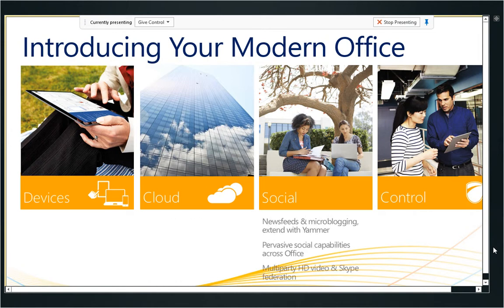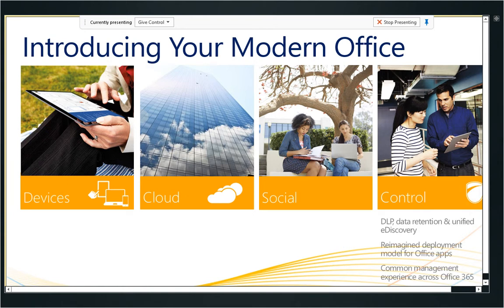Our social capabilities, with news feeds and microblogging, extend your experience with Yammer and the multi-party HD video and Skype federation that Rob already talked with you about. And with Modern Office, we have enterprise control, like data loss prevention, where we can help you prevent the accidental send-out of Social Security numbers and other sensitive information, like credit card numbers. Or with Unified eDiscovery, where I can easily search for content with SharePoint, Lync, or Exchange.